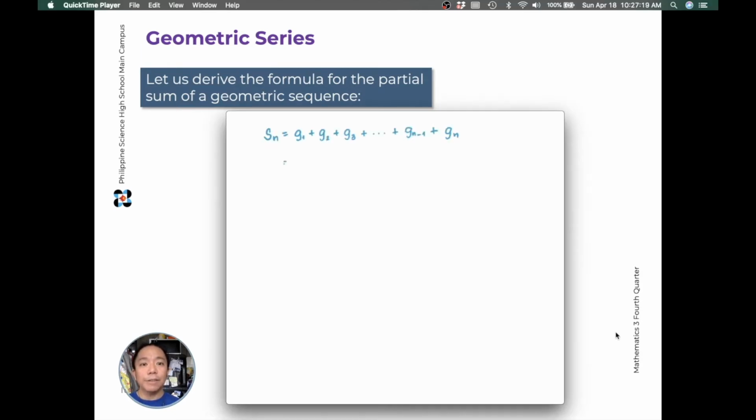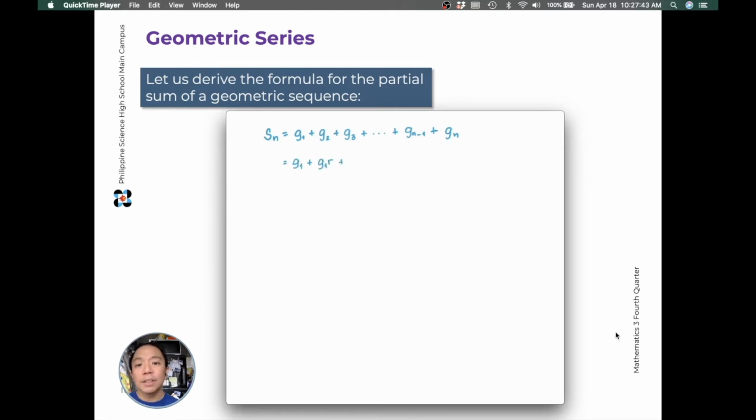identifying that the sum of a geometric sequence, or the partial sum of the first n terms of a geometric sequence, is g sub 1 plus g sub 2 plus g sub 3, and so on all the way to the last term, the nth term of our partial geometric sequence. Now, ano ba yung second term ng geometric sequence? That is the first term times r.